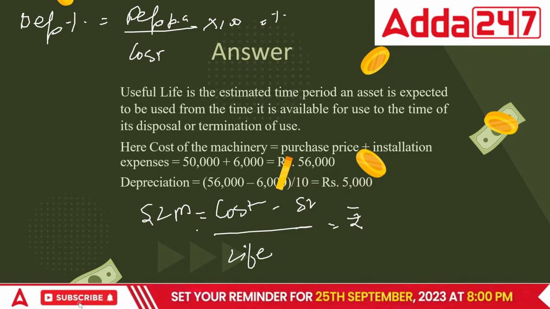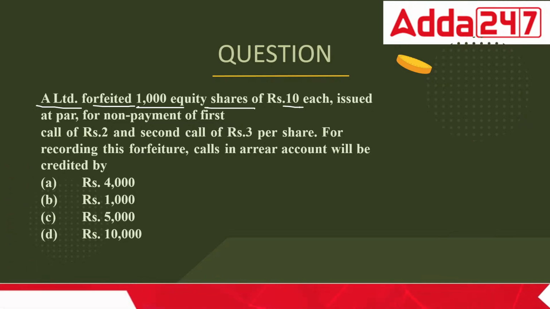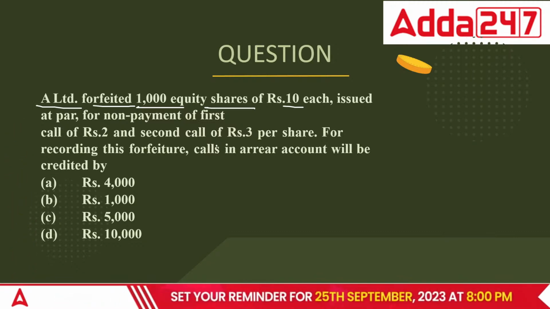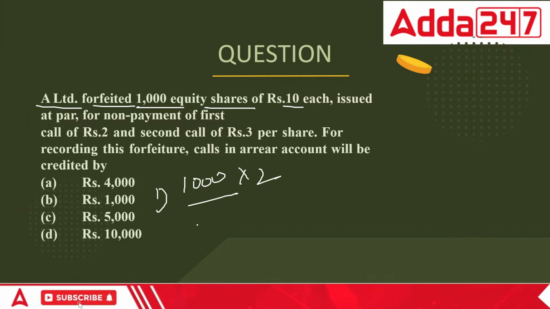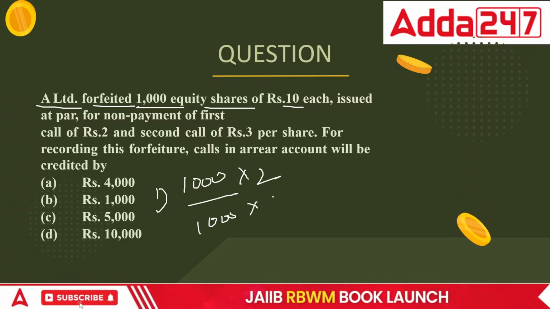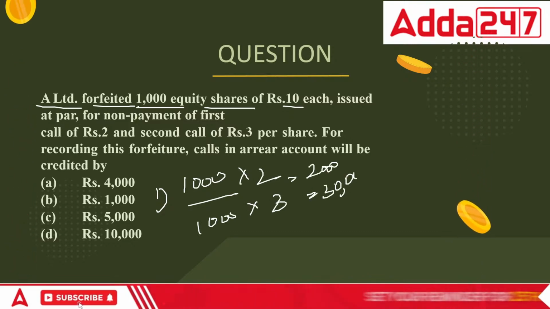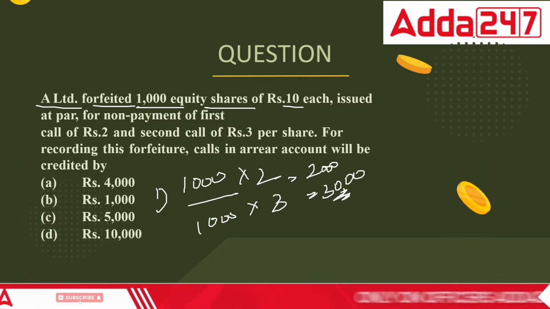Let's move on to the next question. A Limited forfeited 1000 equity shares of rupees 10 each, issued at par, for non-payment of first call and second call. Overall, for these 1000 shares, people didn't pay the first call, that is 1000 into 2, and 1000 into 3. People said, I cannot pay you the remaining 3000. So in this case, what will you do?